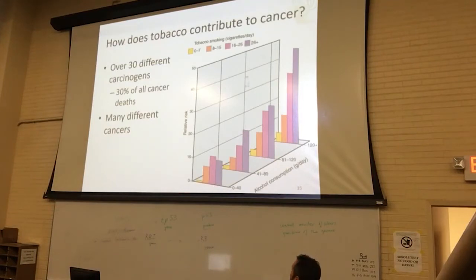Okay, so for example, if you have multiple risk factors happening in the patient, we're going to look at just smoking and alcohol consumption. So there's over 30 different carcinogens in tobacco smoke, and 30% of all cancer deaths are tied to cigarette smoke worldwide. Okay, in this country it's a lot lower than it is outside of the United States, and there's many types of cancers. And so you can create a graph like this for a lot of different types of carcinogenic agents.